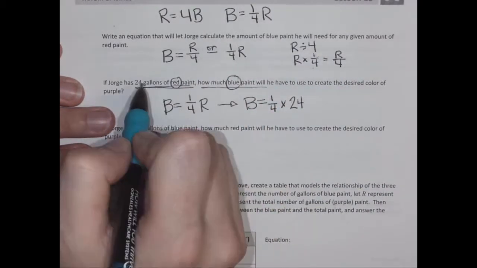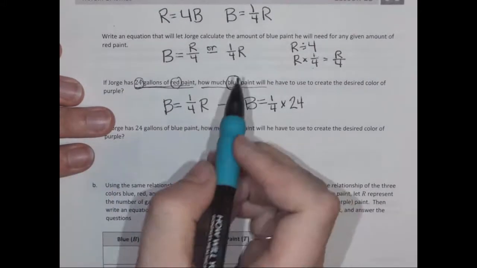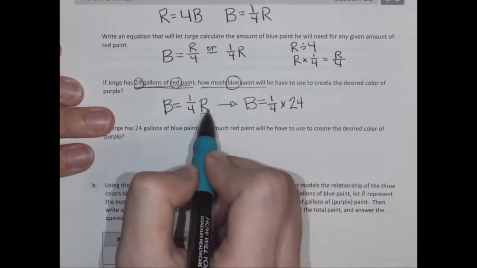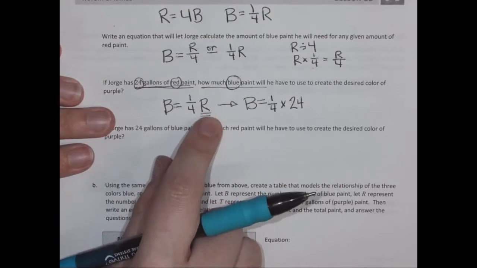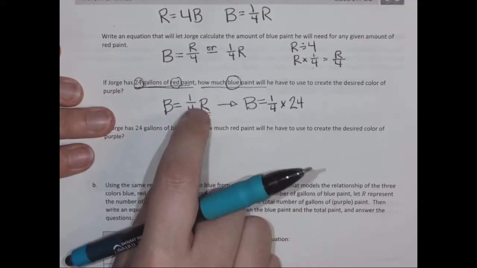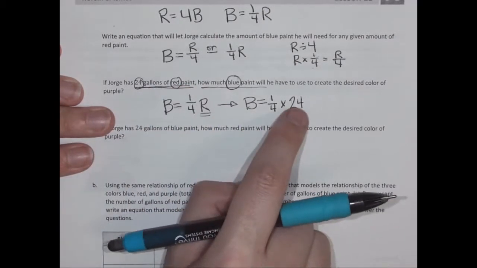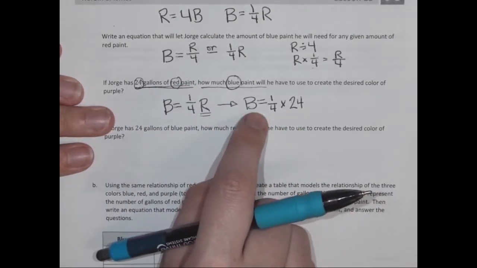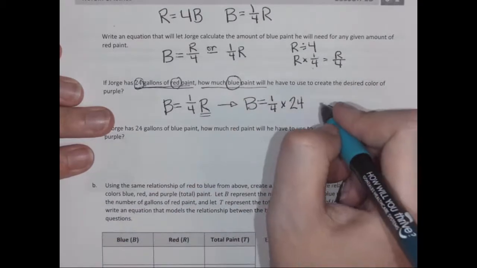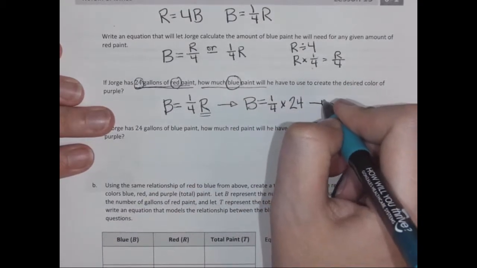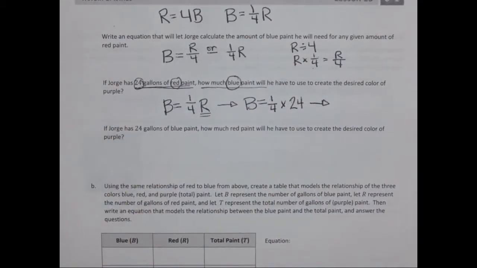We're taking this value, 24 gallons of red, and we're just plugging it in where we put the R in the equation, because the R is just a placeholder. The R just means some amount of red paint. So when they give you an amount for red paint, you can plug it in and find blue paint. Right? So work it out and let me know what is 1/4 times 24 gallons. Raise your hand when you have it.